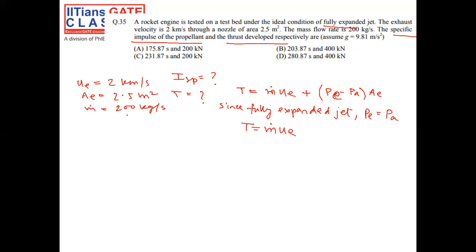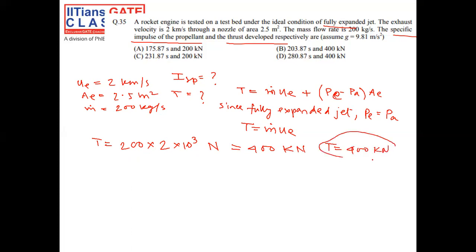Now m dot value is given and Ue is given, so you can get T as 200 multiplied by 2 into 10 to the power 3. This is 2 km per second, so that will be 2000 meter per second. So this is in Newton, which is 400 kilonewton. So T is equal to 400 kilonewton.